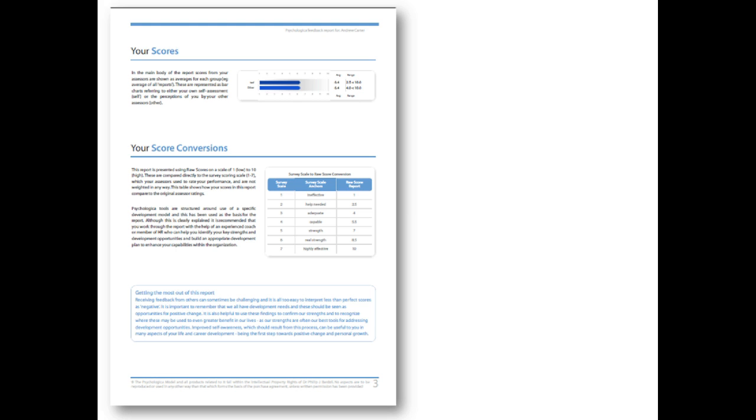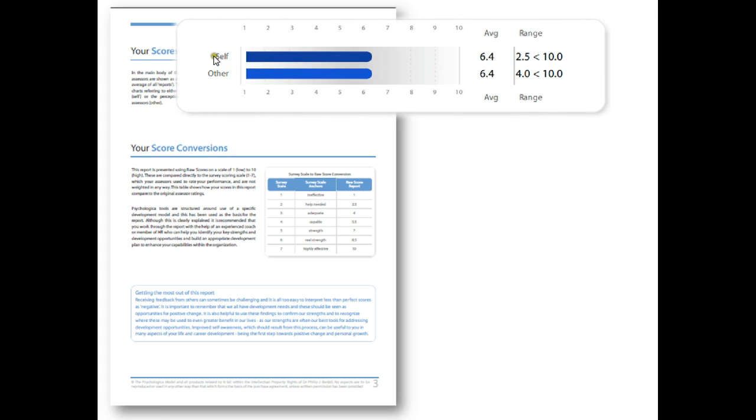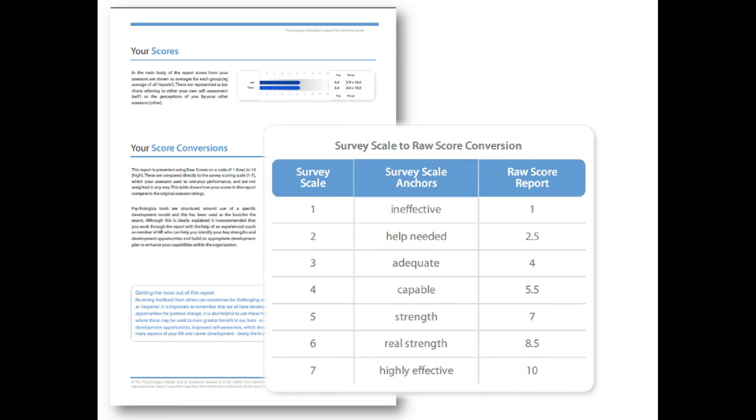Page 3 shows a typical chart illustrating how scores are presented as an average of self-scores compared to others, in this case all other assessor groups, on a scale of 1 to 10. We can also see the average or mean score as a number, and also the range of scores which contribute towards that average. We can also see how survey scores are converted into report outcomes.